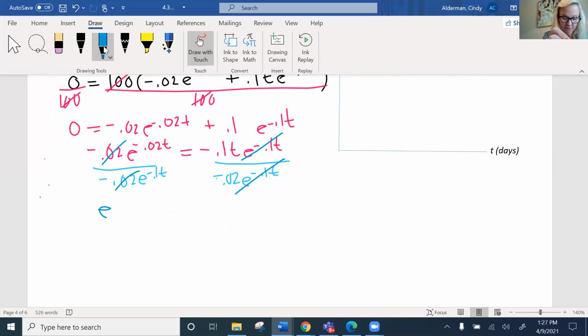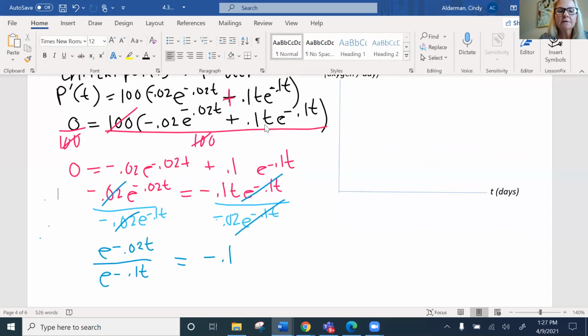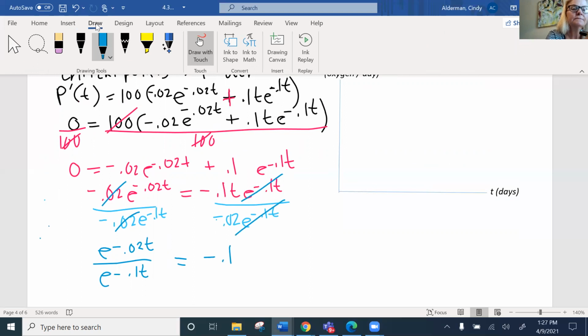On the left side, I'm left with e to the negative 0.02t over e to the negative 0.1t. And on the right side, after I canceled everything else, I'm just left with negative 0.1 all over negative 0.02.